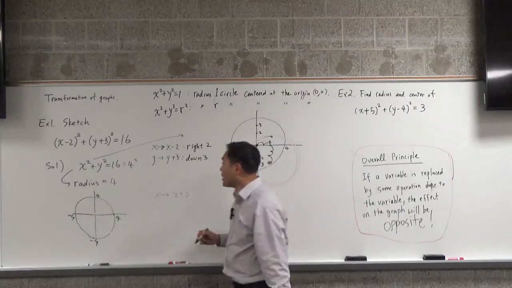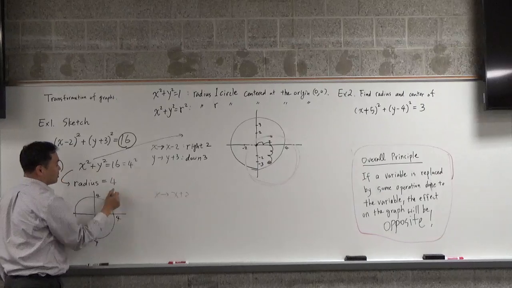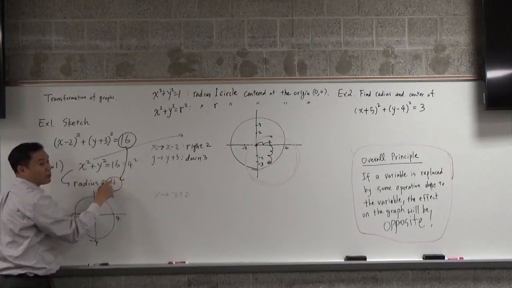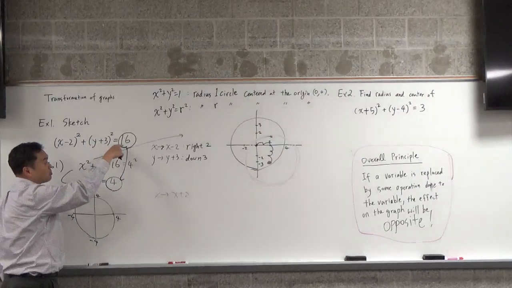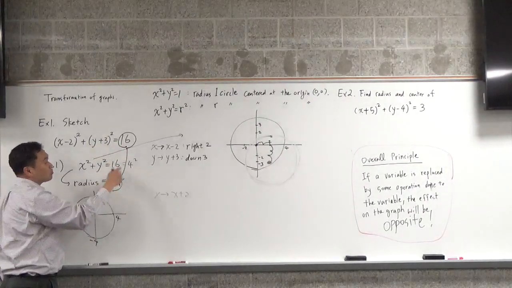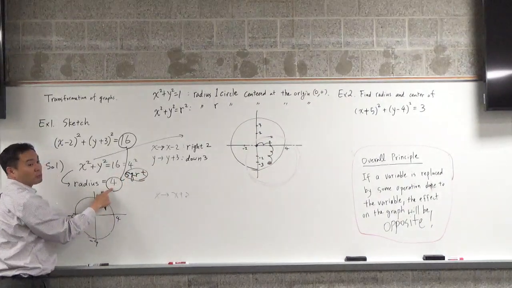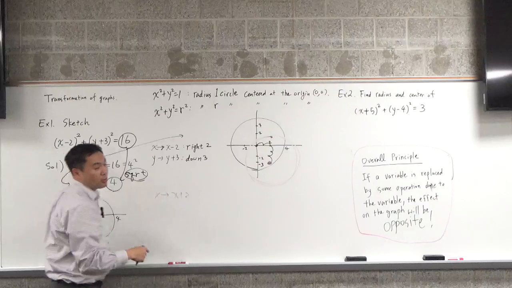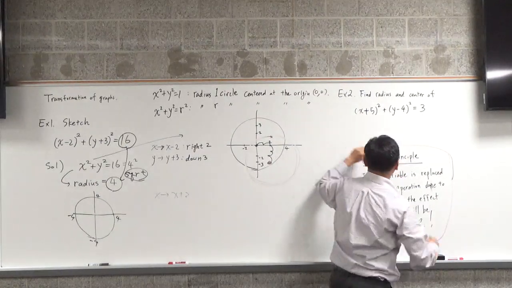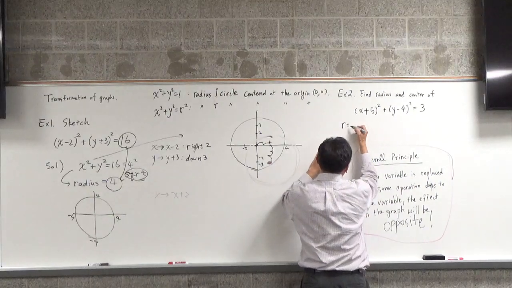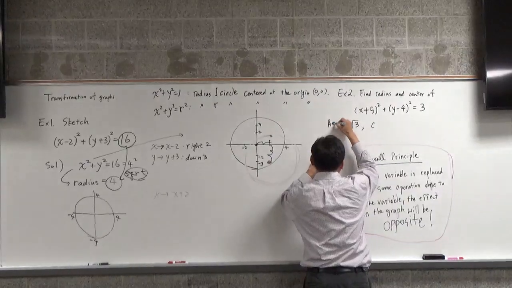Because think about what we did here. When we had 16, what's the radius? 4. 16 became 4, right? What's the operation that takes you from 16 to 4? Square root. If you do square root, you end up with 4. Square root of 16 is 4. So to get to the radius from this number, you have to take the square root. So therefore, radius would be square root of 3. Now, so that's the answer.